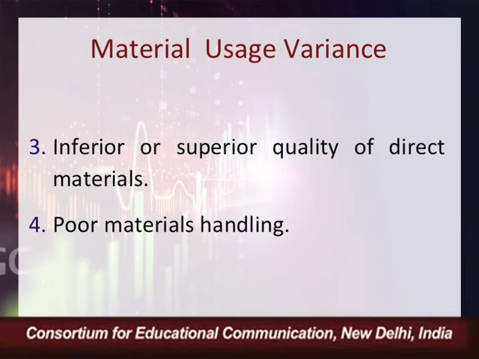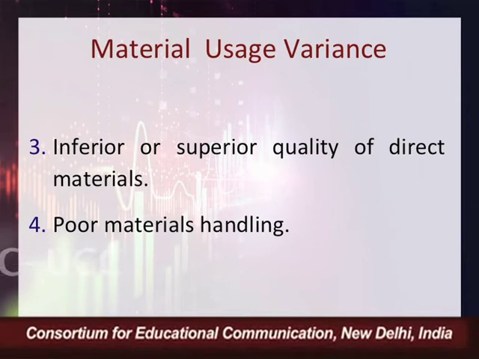Although that's a different case, if you are buying superior products, then obviously your variance will be negative, because you are using a greater quantity of material, or you can say your price is going to shoot up because of the change in quality. So that can also be a reason for this usage variance: that you are using either inferior quality or superior quality of product or material.